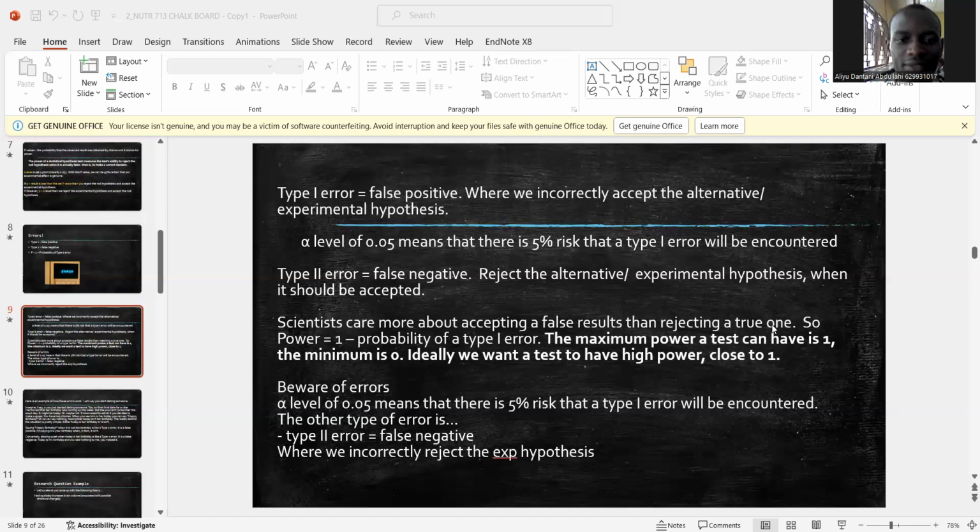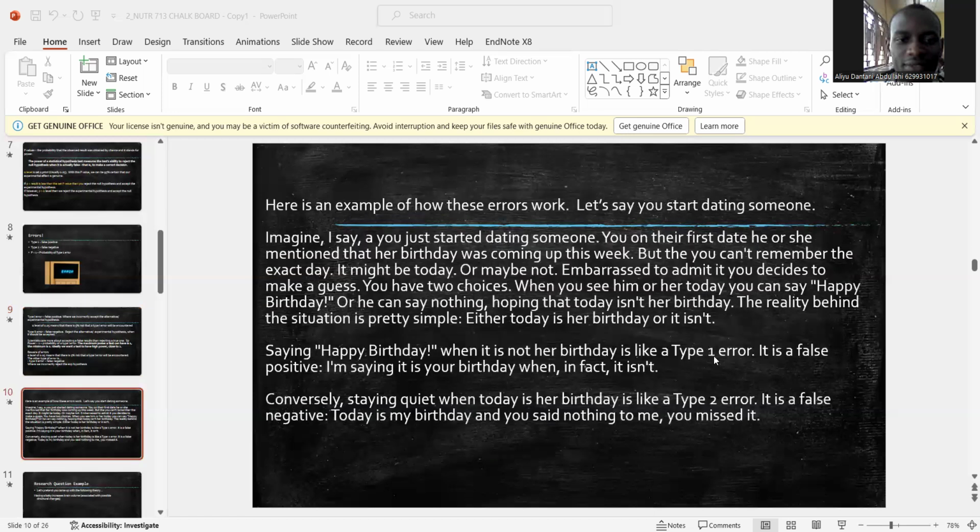Okay. So power is equal to 1 minus the probability of type 2 error. The maximum power a test can have is 1. The minimum is 0. Ideally, we want a test to have high power, close to 1. Of course, you can read more about this. This is basic statistics and mathematics, right?